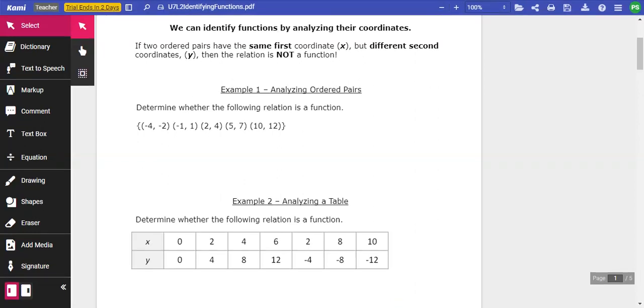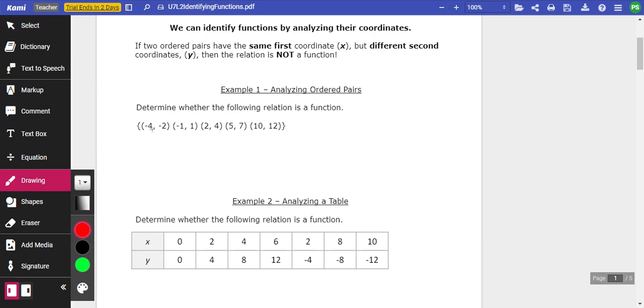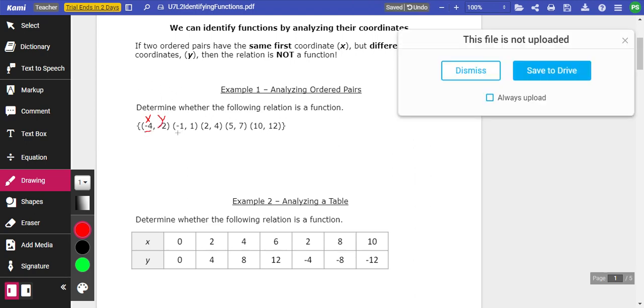So for this lesson, we're going to be identifying functions. And it says if two ordered pairs have the same first x-coordinate but different second y-coordinates, then the relation is not a function. So to do this, we're going to look at these first coordinates here, the x. And remember, the first number is x and the second number is always y. So if we look at our numbers, we've got -4, -1, 2, 5, and 10.